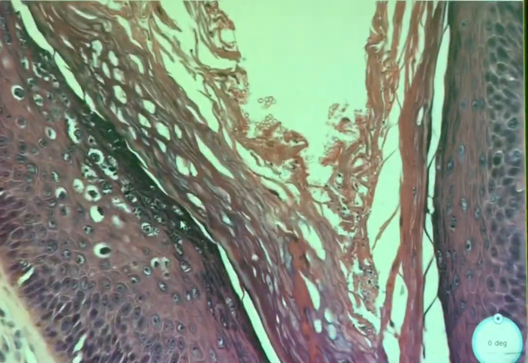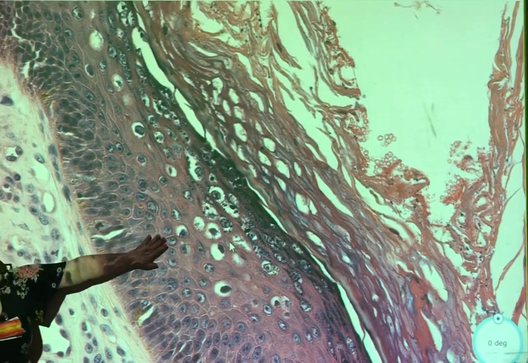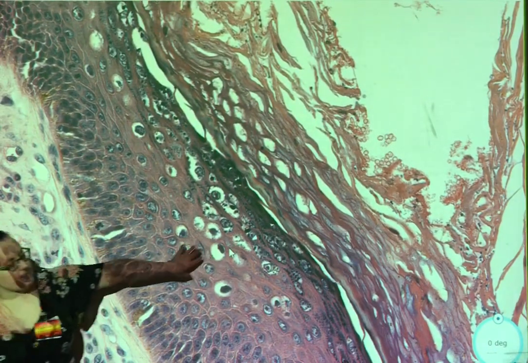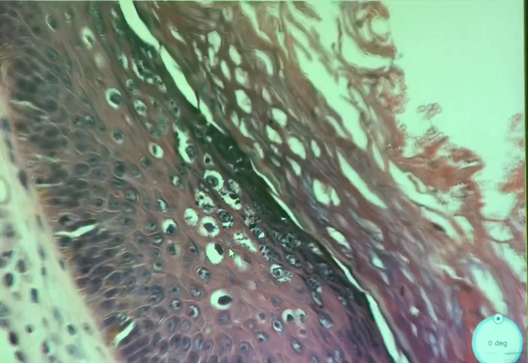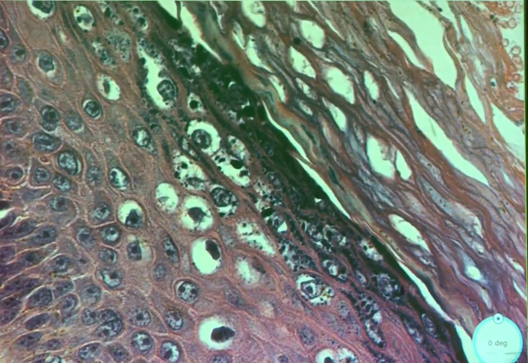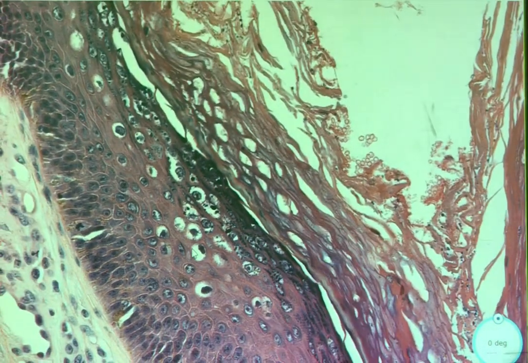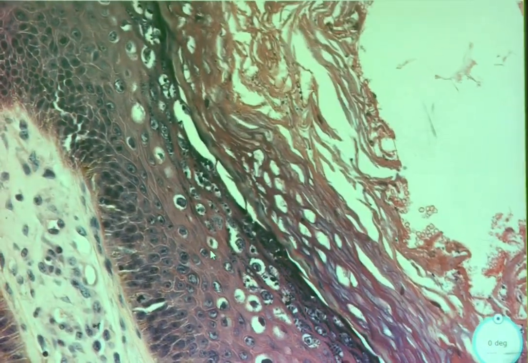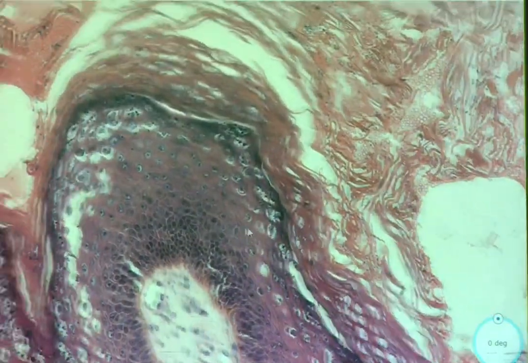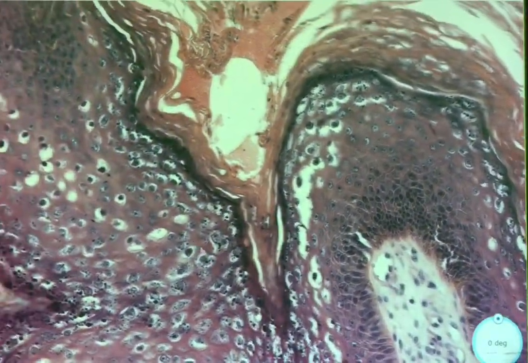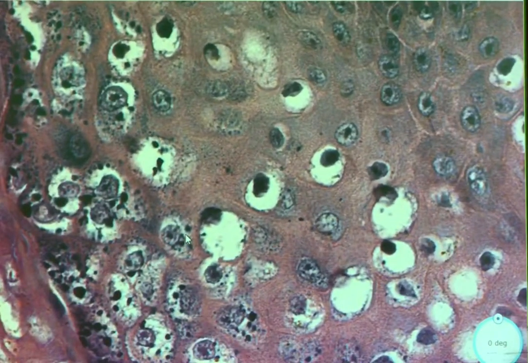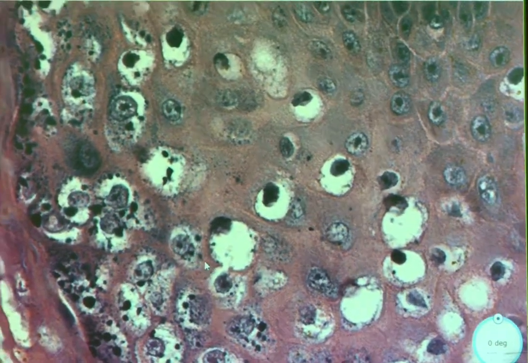So I actually want you to stop here. These cells are very characteristic. When they say you're looking at something warty, those are your perinuclear halos. Sometimes you can have keratohyalin granules. Okay, there's going to be a comment about that.